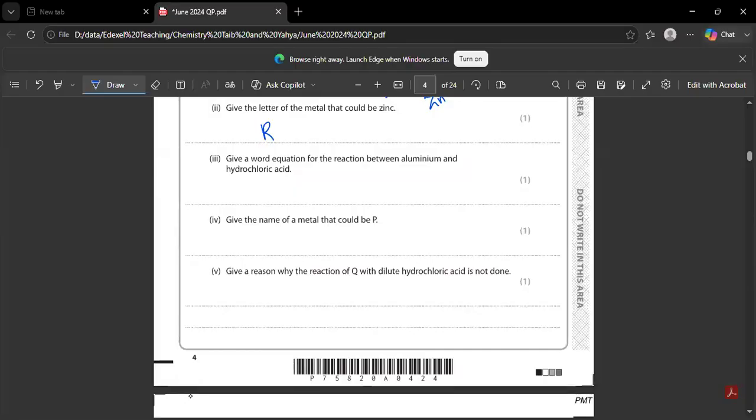Give a word equation for the reaction between aluminium and hydrochloric acid. Yes, the word equation should be: aluminium plus hydrochloric acid forms aluminium chloride plus hydrogen gas, right? Okay.